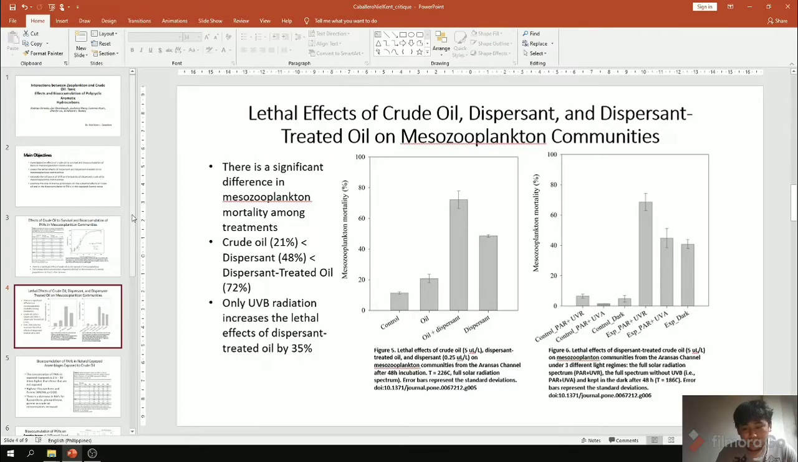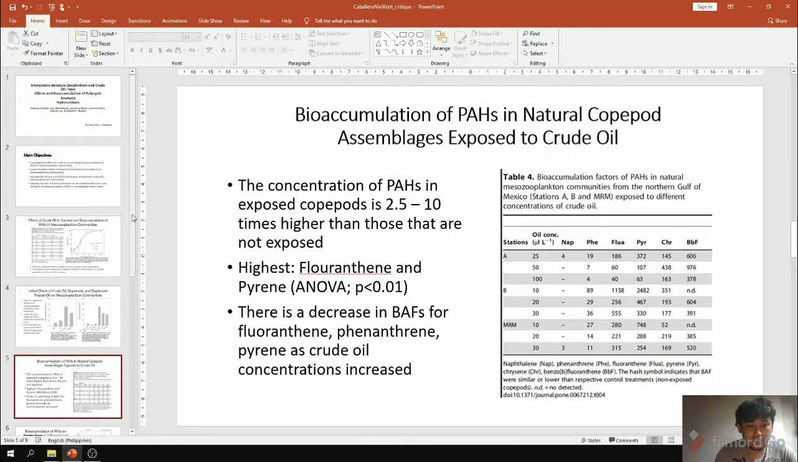In the second graph, it showed that only UVB radiation increases the lethal effects of dispersant-treated oil. In the experiment, UVA and UVB were compared, and it showed that UVA, or the absence of UVB, does not actually affect the mortality of the mesozooplankton.